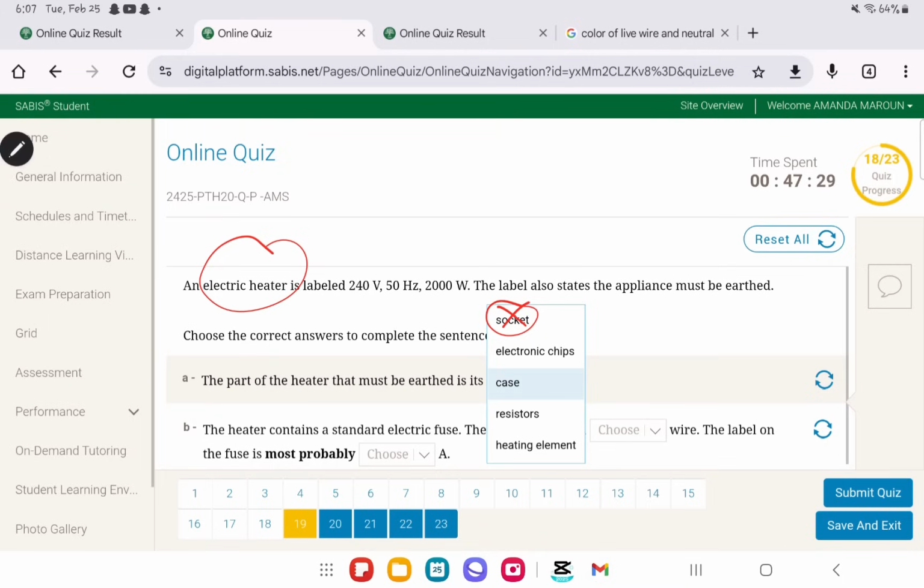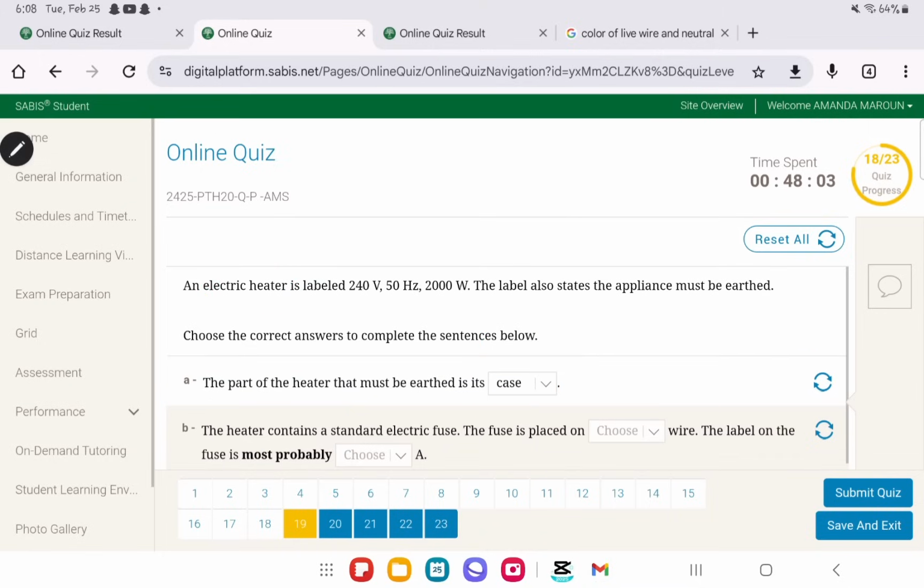When we're dealing with an electric heater, we do not touch the socket because it is going to be dangerous. And anyways, the socket needs to have an electric buildup so it can power the appliance. Same thing with the electronic chips. They need an electric buildup. Same thing with the resistors. Actually, resistors don't need to be earthed because they block the electric flow. Okay, and finally the heating element, it needs to be heated, so it needs the electric buildup on it. So definitely the only thing that does not need the electric buildup on it that we need to earth is the case.